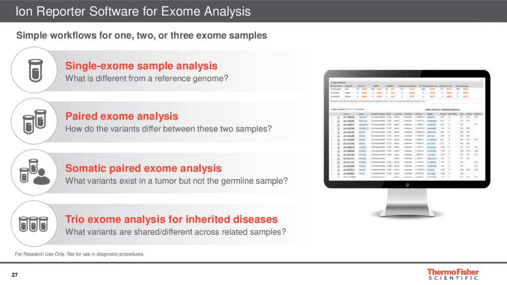The Ion Reporter software has options for several different exome workflows. The single exome sample analysis workflow is able to identify what is different in the sample from a reference genome. The paired exome analysis shows how variants differ between 2 samples. The somatic paired exome analysis shows what variants exist in a tumor, but not the germline of the normal sample. And the trio analysis allows comparison of shared variants across known related samples. And this software is available both as a local server or in the cloud.